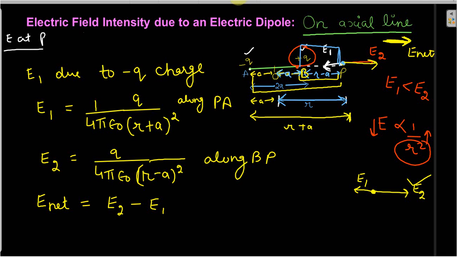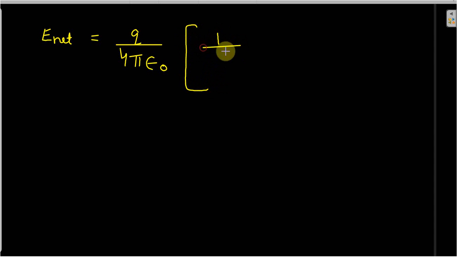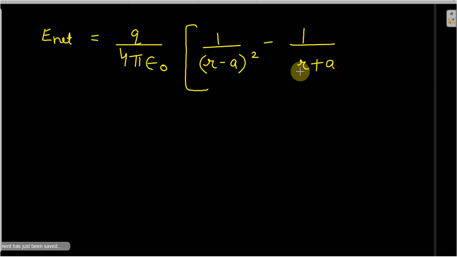In the next page we will go on to find the E net. Q by 4 pi epsilon is common in both equation 1 and equation 2, the previous equations. E2 has R minus A whole square, and E1 has R plus A whole square. Now after this we will solve by taking the LCM.